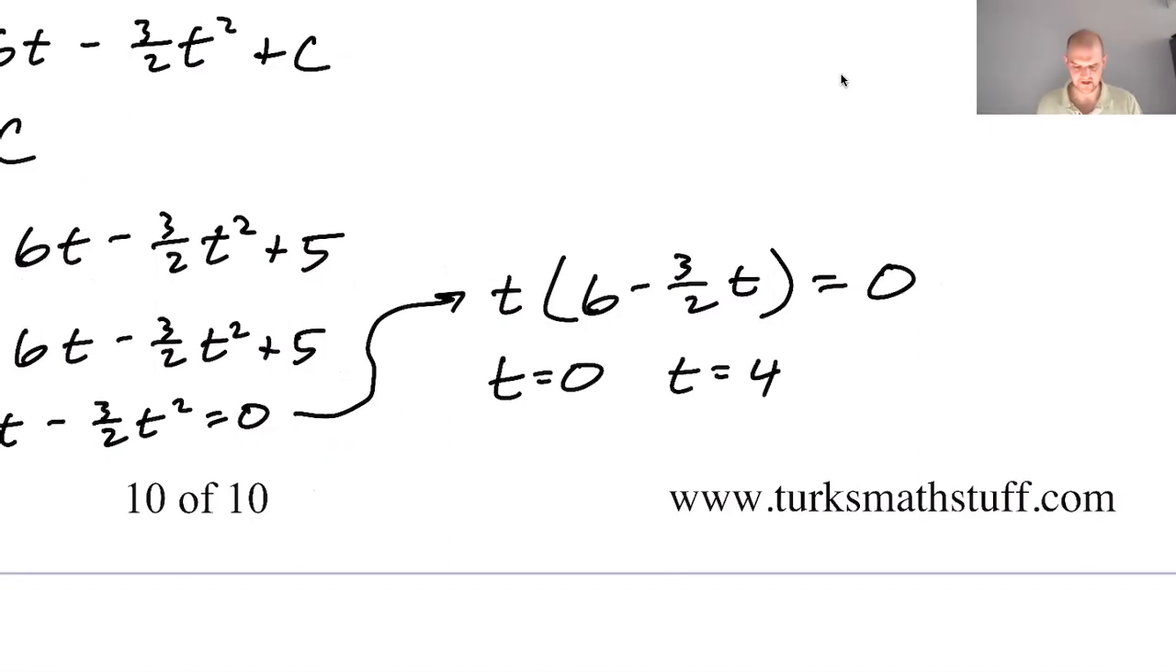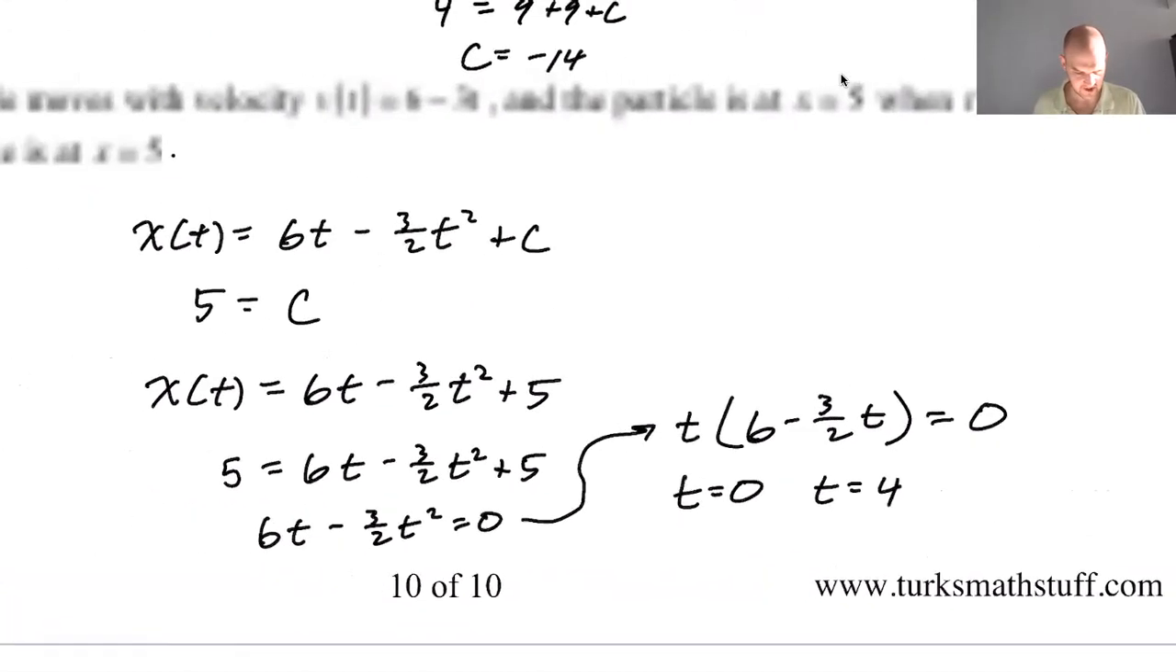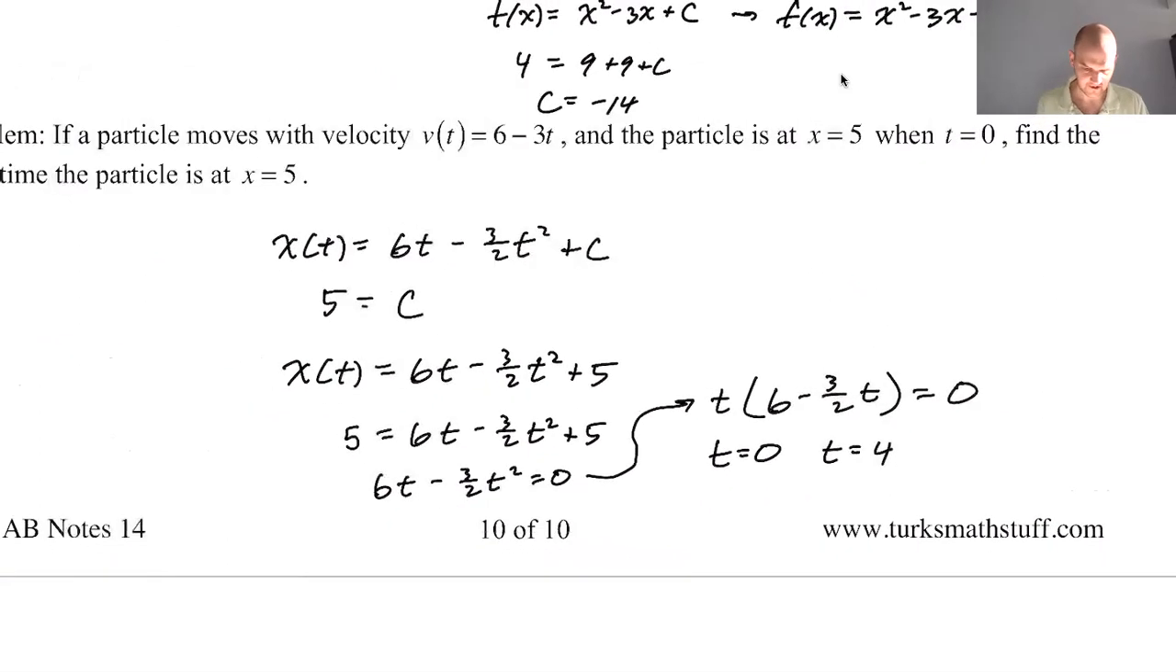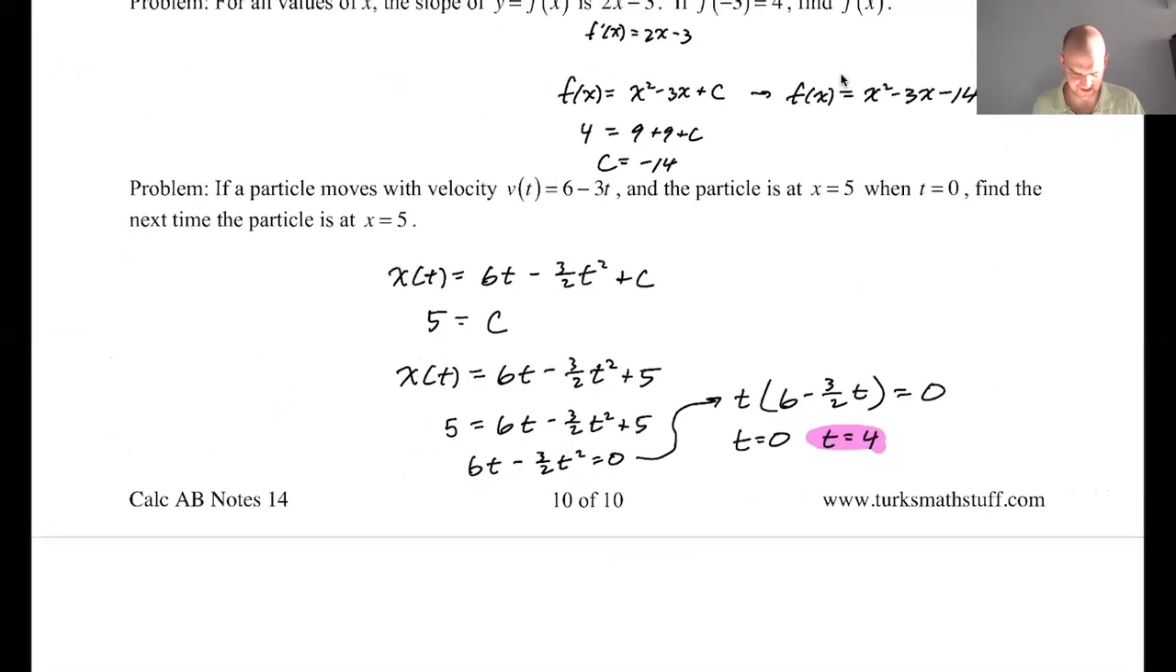I mean, it definitely is. Negative 6 times negative 2 is 12, divided by 3 is 4. That's what I was trying to do. That's the next time. So it's a lazy answer, but I'm just gonna highlight that. T equals 4. That's the next time.